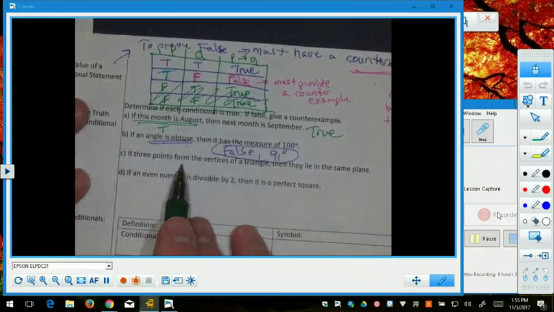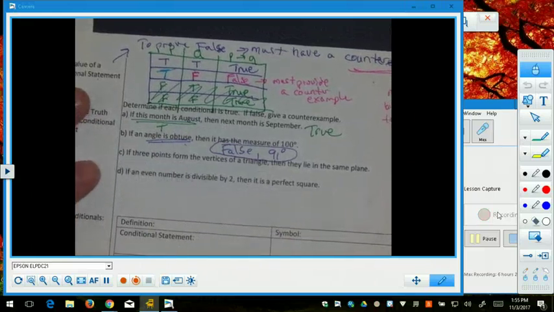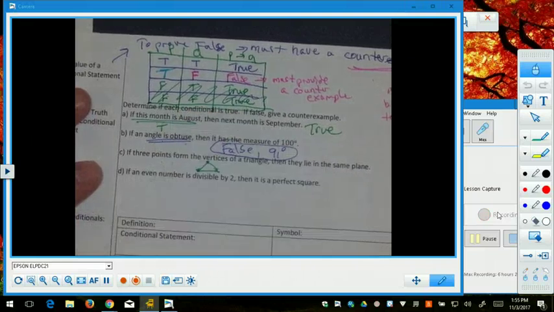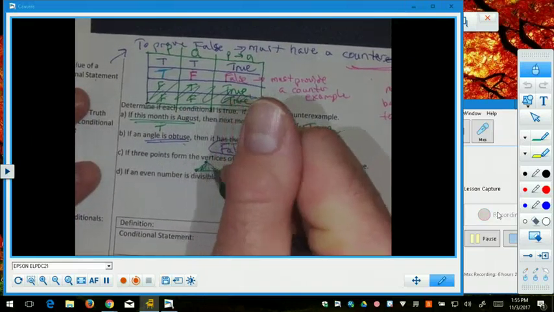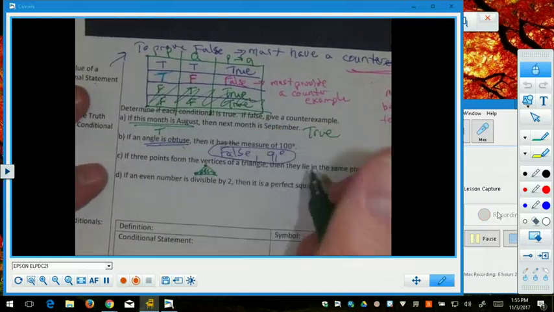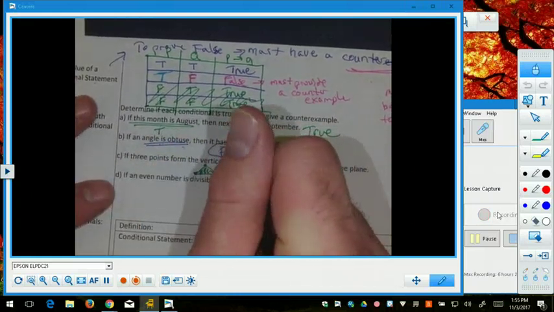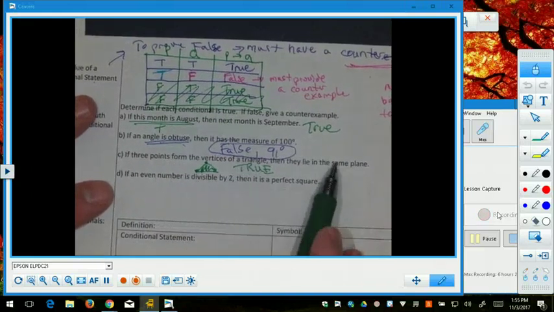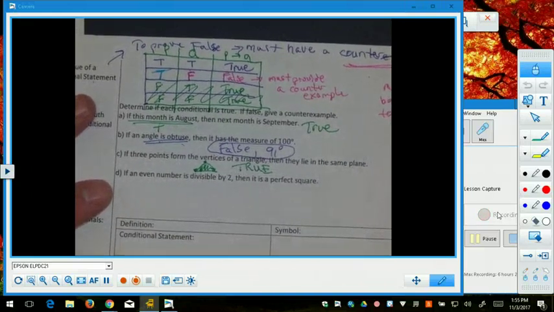If 3 points form the vertices of a triangle, then they lie on the same plane. Okay, a triangle is a two-dimensional surface, and that two-dimensional surface makes a plane, and those 3 points together would lie on the plane. So this is a true conditional statement, because when you have this, it will always lead to that conclusion.